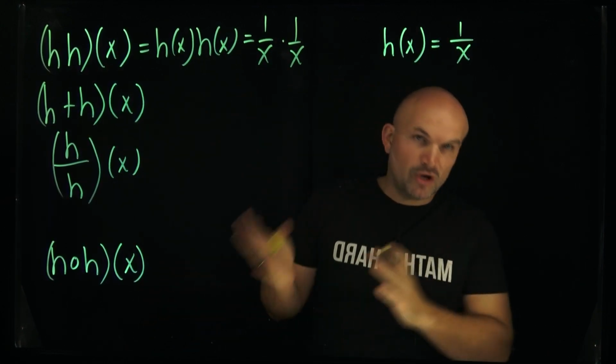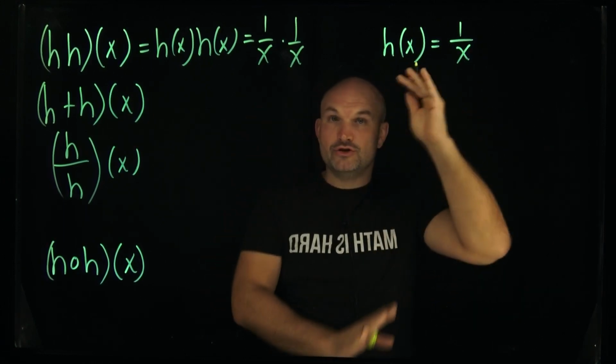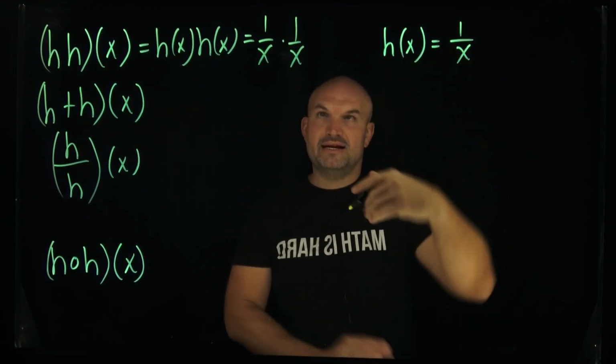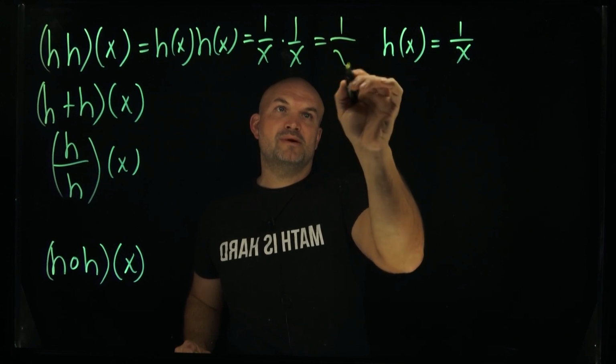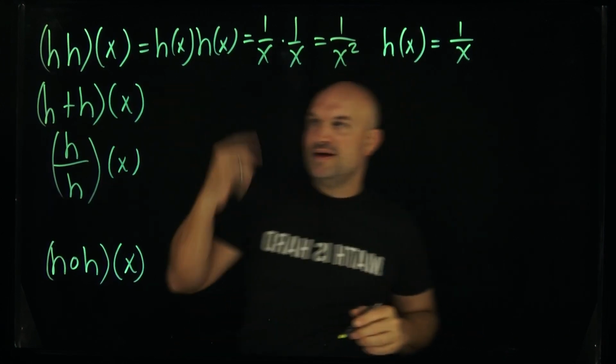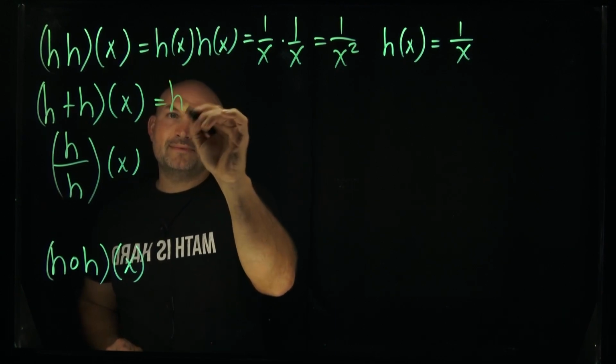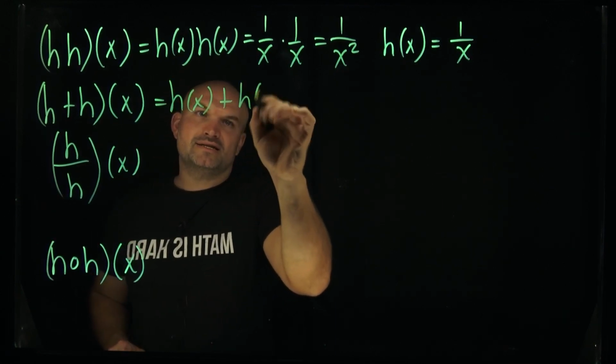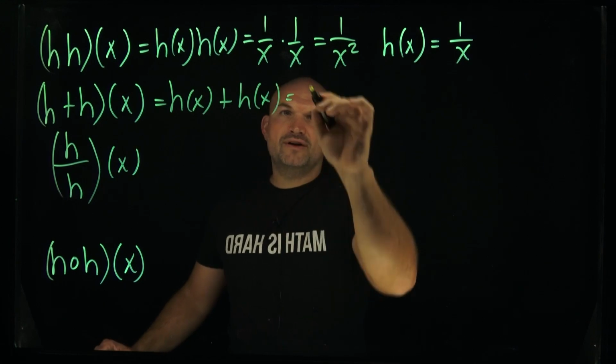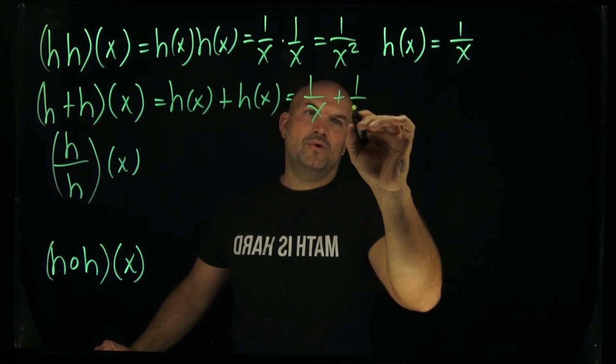Now, remember, when you're multiplying fractions, you multiply straight across, numerator times numerator, denominator times denominator. So this one is fairly simple. This is just going to be 1 over x squared. And then we have addition. So we have h plus h of x. Again, that's the same thing as h of x plus an h of x, right? So therefore, that's a 1 over x plus a 1 over x.